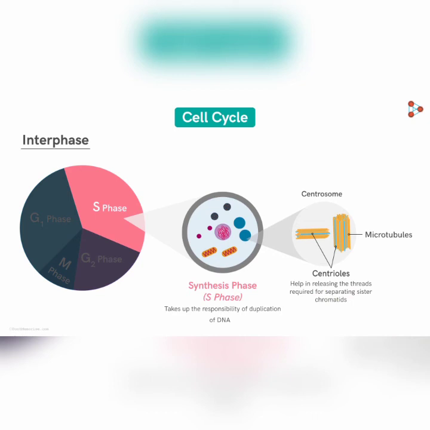For now, all we need to know is that these threads are important for the cell division. And for this reason, duplication of the bundle containing these threads is also important. This happens in the S phase. So the S phase takes up the responsibility of duplicating the contents inside the nucleus and the centrosome present in the cytoplasm simultaneously. What next then?